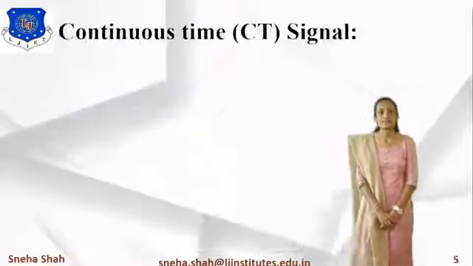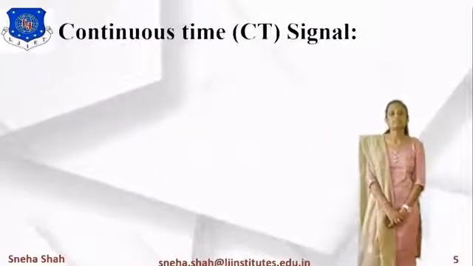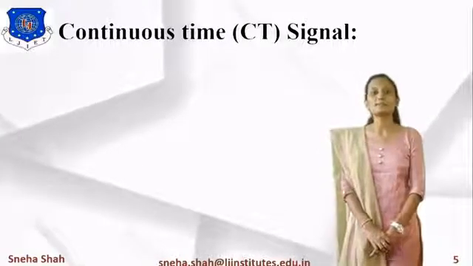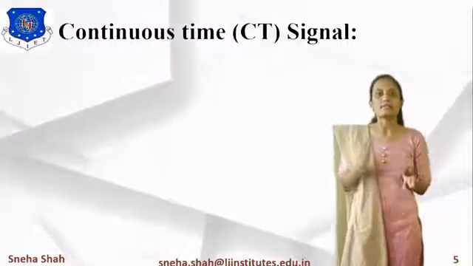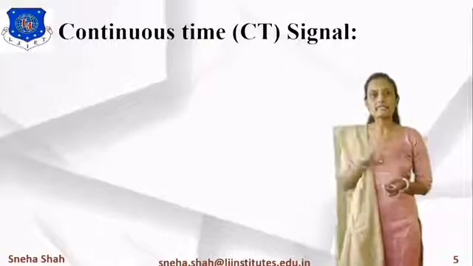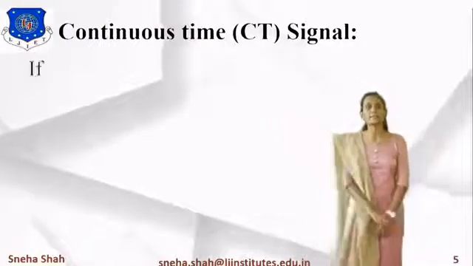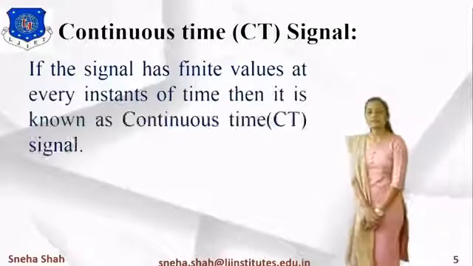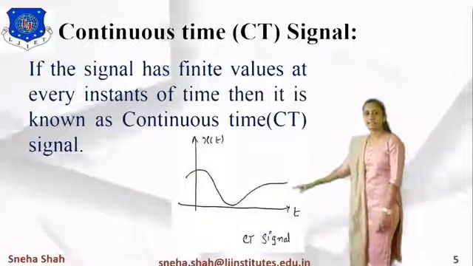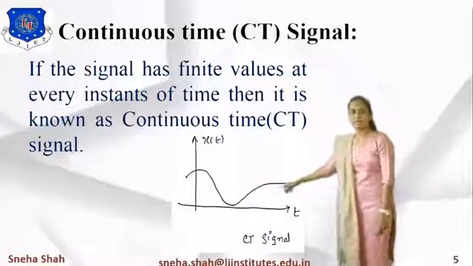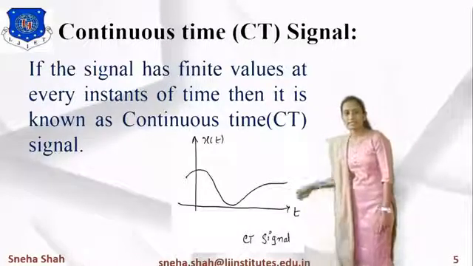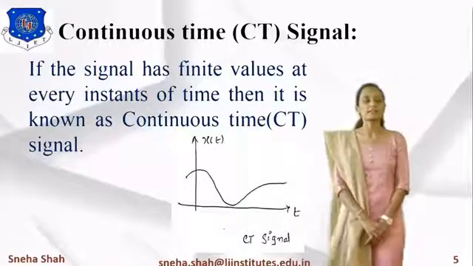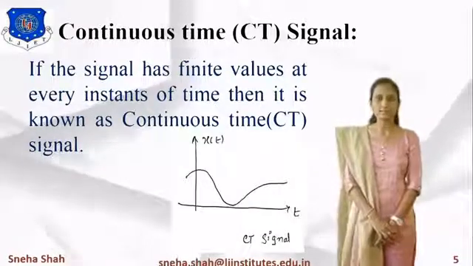Now the next type of signal is the continuous time signal. What is a continuous time signal? If the signal has a finite amplitude level at each and every instant of time, then it is known as a continuous time signal. If we draw the continuous time signal, it will look like this. From this diagram you can see that at each and every time instant it has some finite value of amplitude level. So it is considered a continuous time signal.